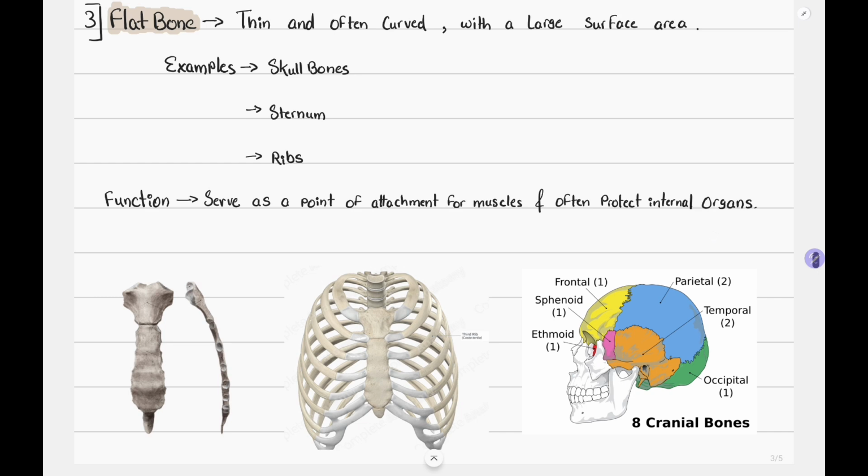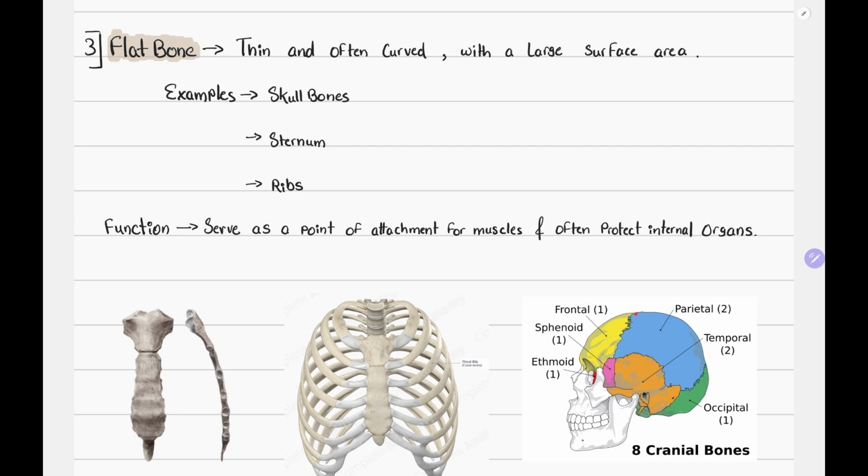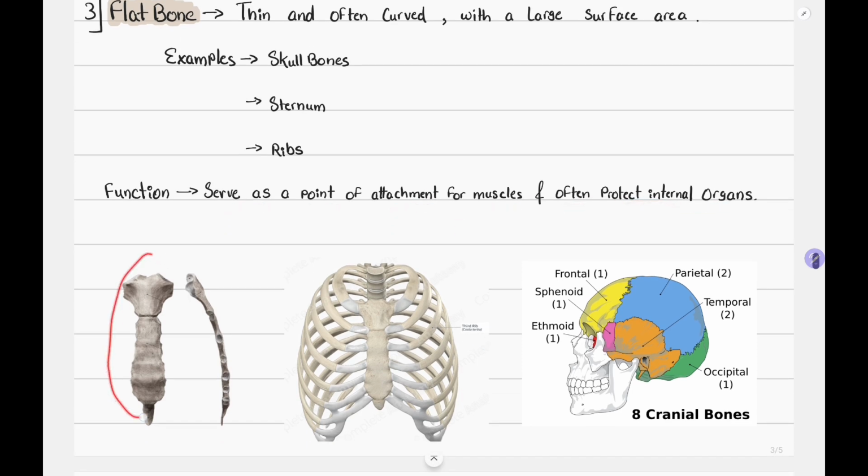And once again with the cranial bones, which are the frontal bone, sphenoid bone, ethmoid bone, parietal bone, temporal bone, and occipital bone. They are basically thin bones. They have a curved structure, and a large surface area, as you know. So examples are skull bones, sternum, and ribs, and the function of flat bones is to serve as a point of attachment for muscles and often protect internal organs. As you must know, to the sternum we have a main muscle attachment known as sternocleidomastoid, and they also act as an attachment for other muscles. Beneath the ribs are the lungs and the heart, and the ribs help to protect the internal organs. And you all must know that the skull bones protect our brain.